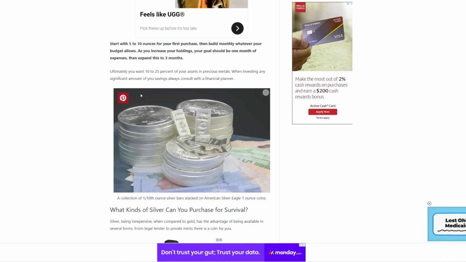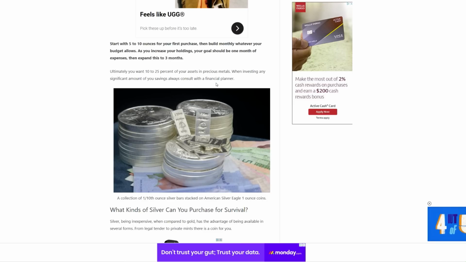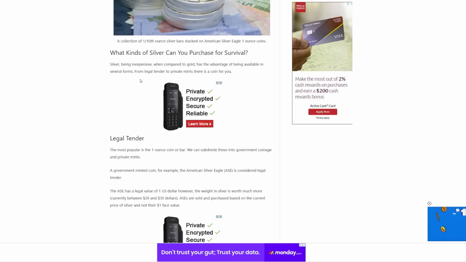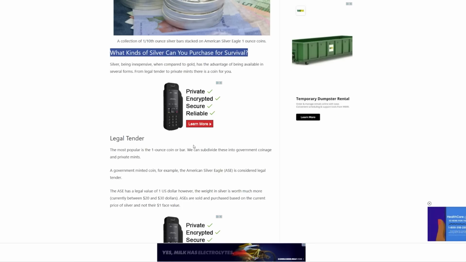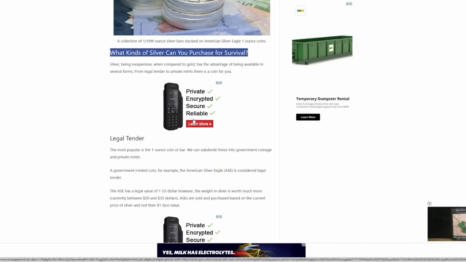When investing in any significant amount of your savings, always consult with a financial planner. Well, it depends who that financial planner is. You know, when I went to the bank one time, they told me that I shouldn't invest in any precious metals or push it through the SLV or the COMEX. And I was like, you know what? I'll talk to you guys later. I appreciate the advice, but I gotta go.